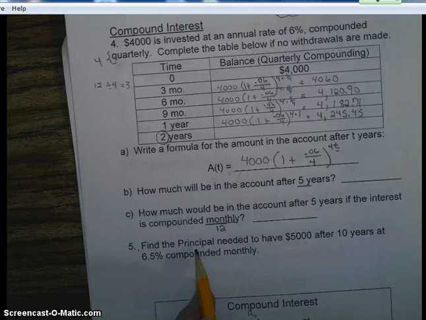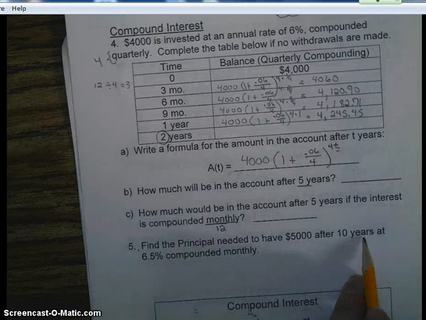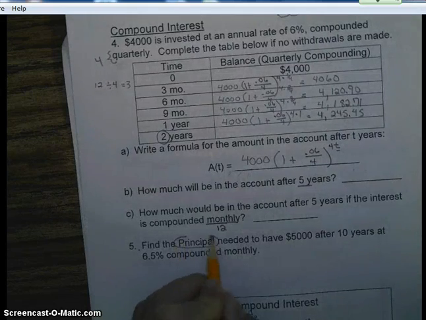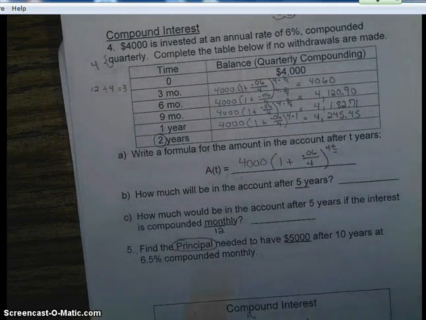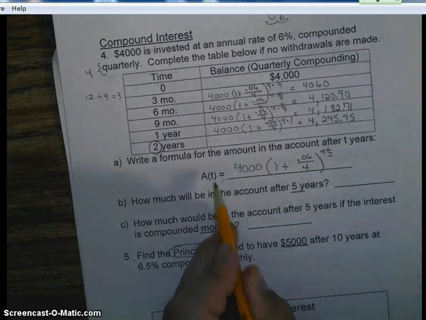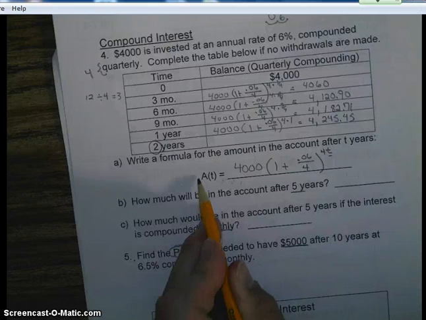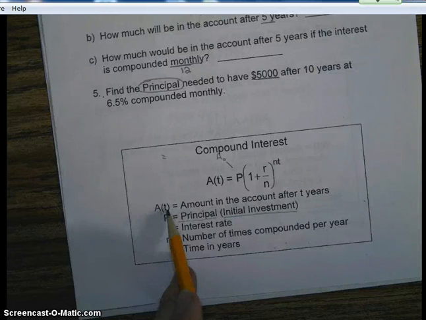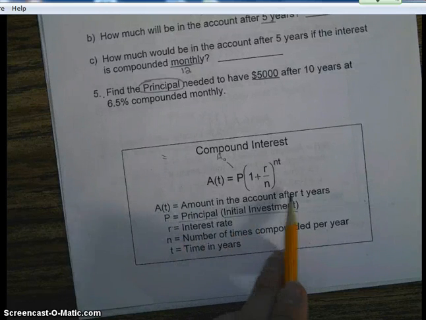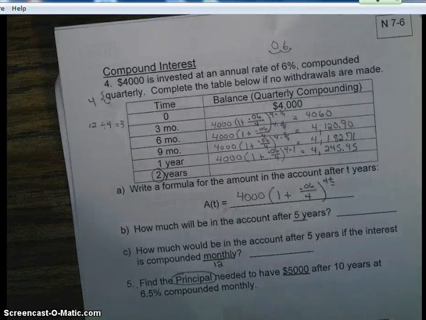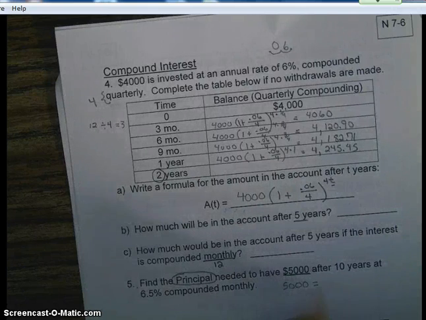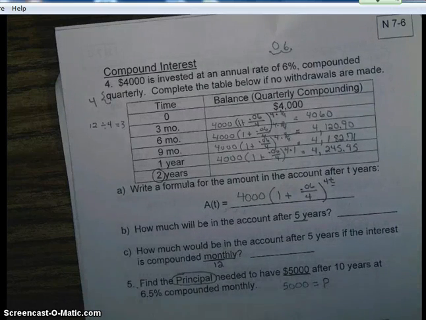It says find the principal needed to have $5,000 after 10 years at 6.5% compounded monthly. So for this one, we're looking for the principal. And they give us the ending amount. So we have to put the ending amount here because this is the result, the amount that we end up with. If you look down here, it tells you A of T is the amount in the account after 10 years. So that's what we end up with. So we know we're going to end up with $5,000. And we're looking for P. How much money did we start off with?